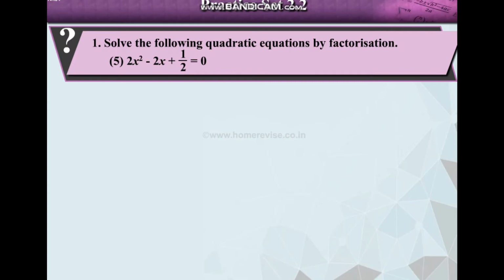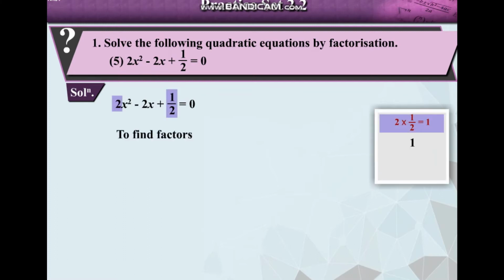5. 2x squared minus 2x plus 1 upon 2 is equal to 0. Solution: 2x squared minus 2x plus 1 upon 2 is equal to 0. To find the factors, 2 multiplied by 1 upon 2 is equal to 1. The factors are minus 1 and minus 1, with multiplication 1 and sum minus 2. Therefore, 2x squared minus x minus x plus 1 upon 2 is equal to 0.